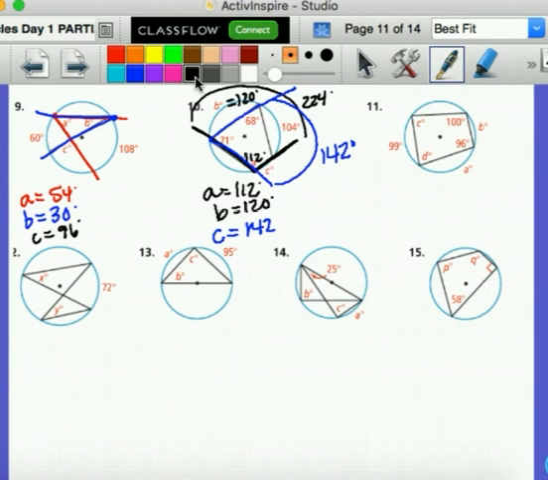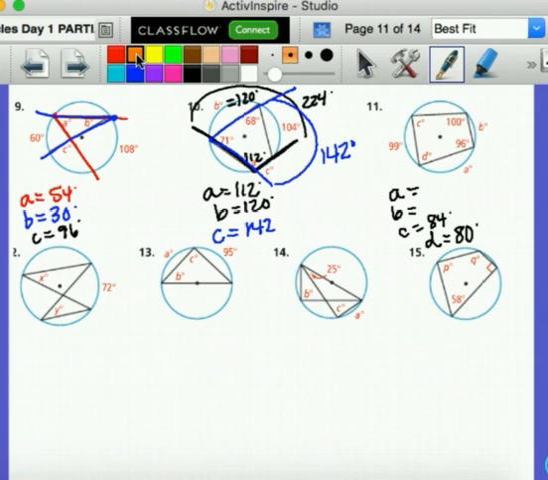I would recommend that you try 11 on your own and then come back to check. So for 11, I need to find A, B, C, and D. C and D are going to be the quickest because all I have to do is subtract their opposite angle from 180. So C is going to be 84 degrees and D is going to be 80 degrees. And A and B are going to require a little bit more work.